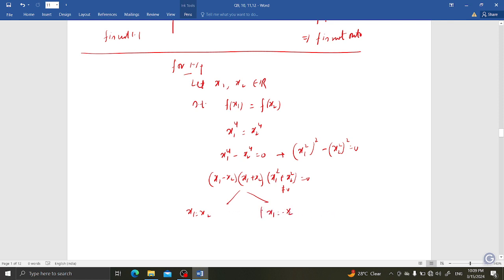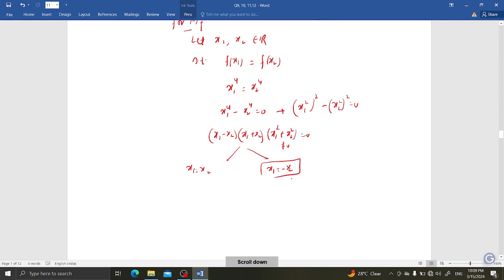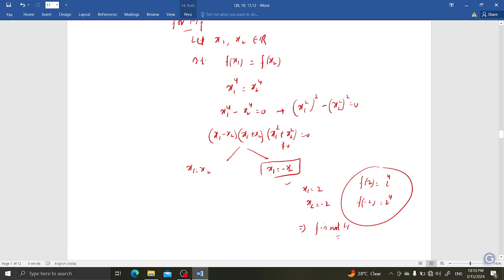Here we have a problem in the second case. Why so? Because if I assume x1 equals 2, then x2 has to be minus 2. And we observe that f of 2 is 2 raised to the power 4, and f of minus 2 is also 2 raised to the power 4. So the outputs are the same but the inputs are different. It means different elements have the same image, so f is not one-one.